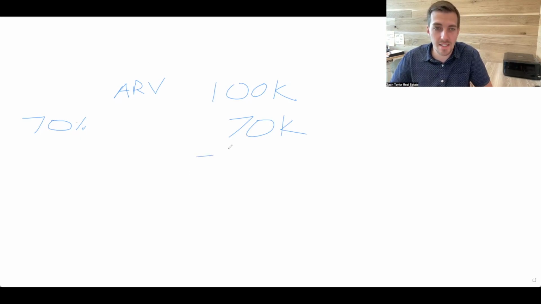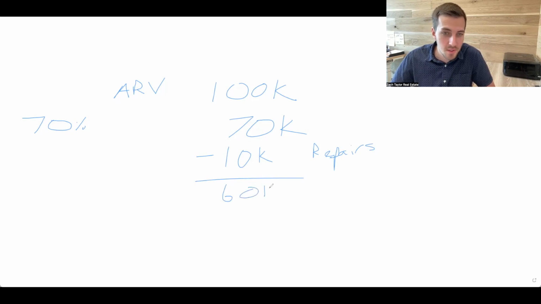So let's say it needs $10,000 in repairs. Well, according to the 70% rule, you start here and work down. So it needs 10K in repairs. This is very difficult to write, so I'm very sorry for this. Now we're at 60,000. But if we want to make a $5,000 assignment fee, we would then subtract that as well to come up with our maximum allowable offer. So 55, and we'll write fee.